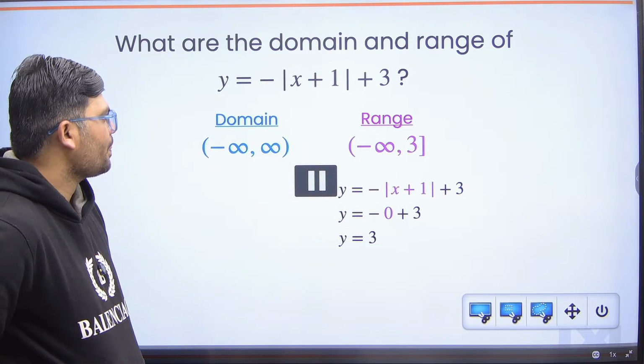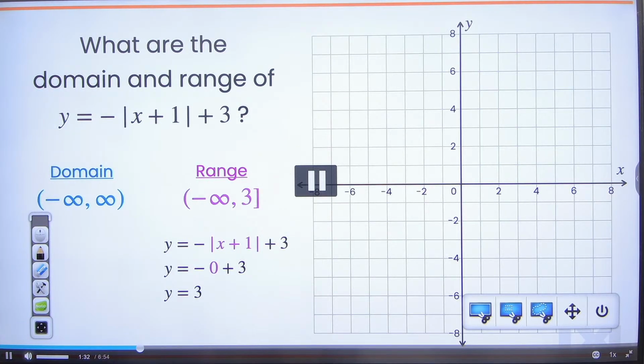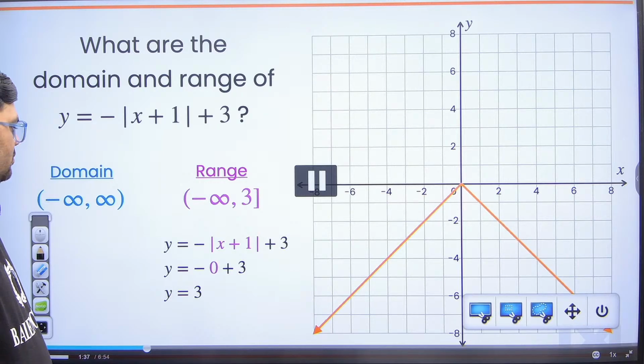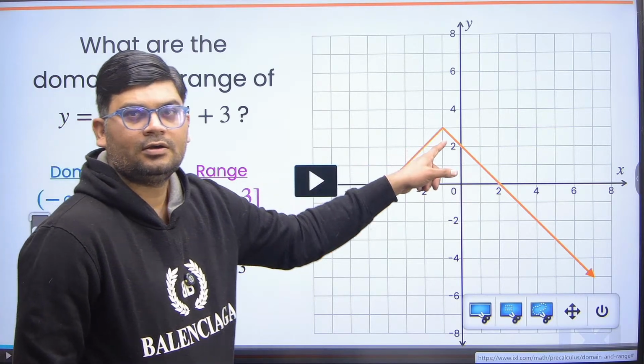It also makes sense if we consider its graph. This equation represents an absolute value function that has been vertically reflected over the x-axis, shifted left 1 and up 3. Sure enough, the function looks like that. Did you understand how this happened?